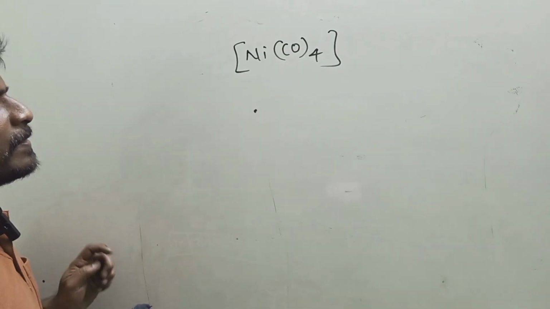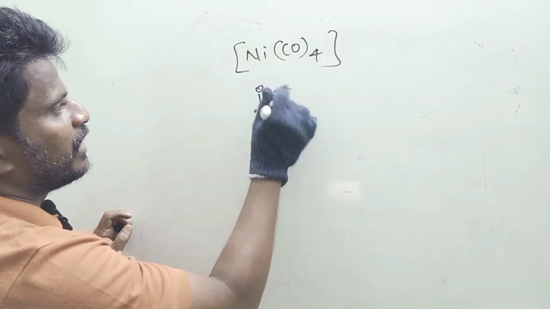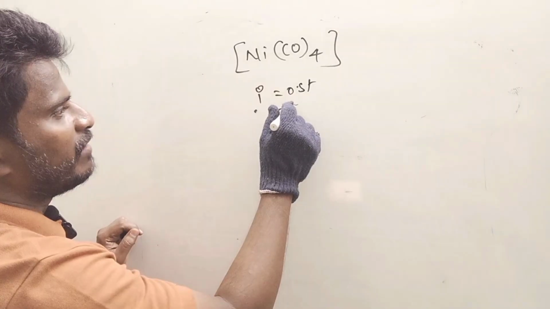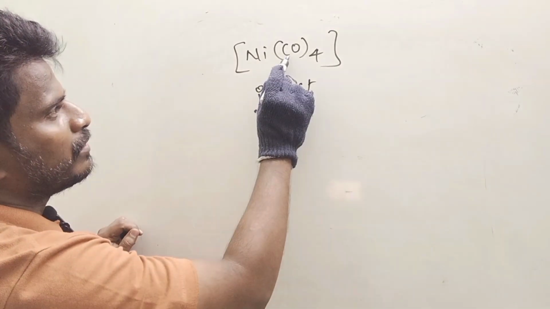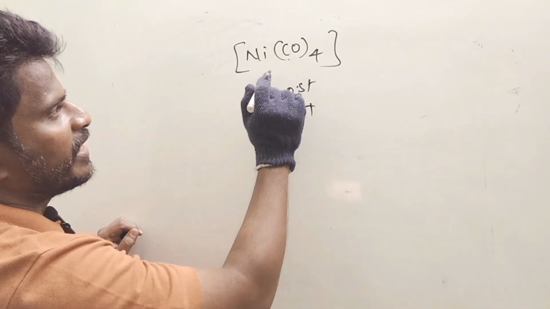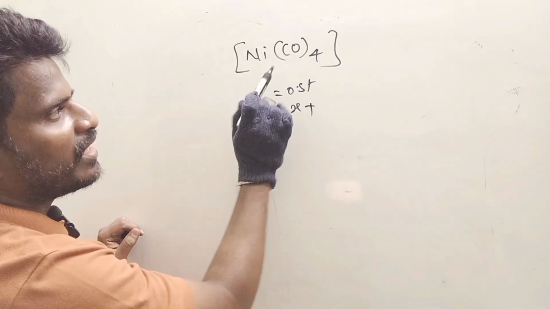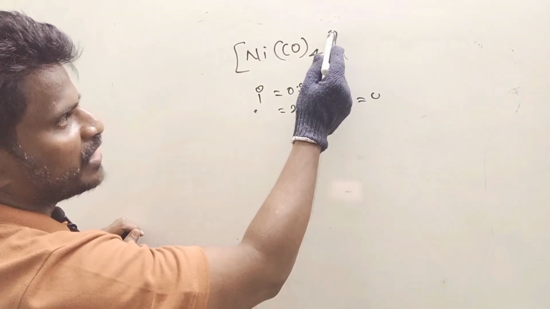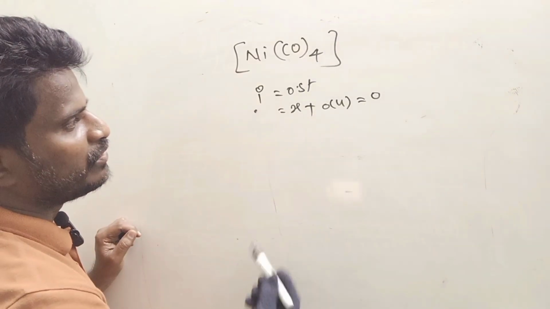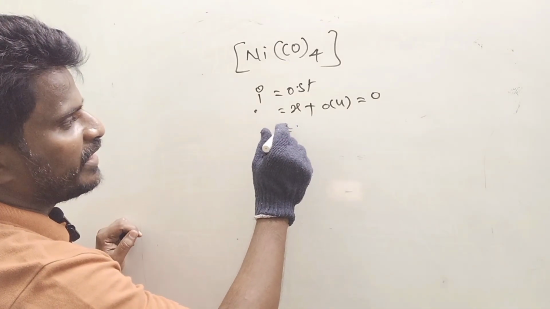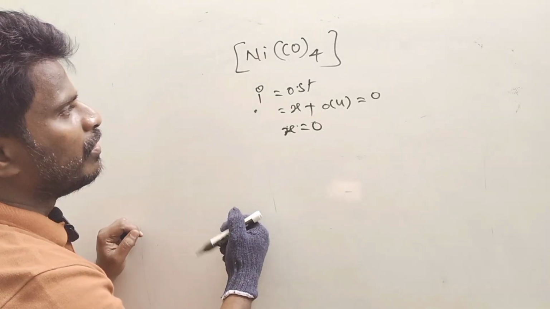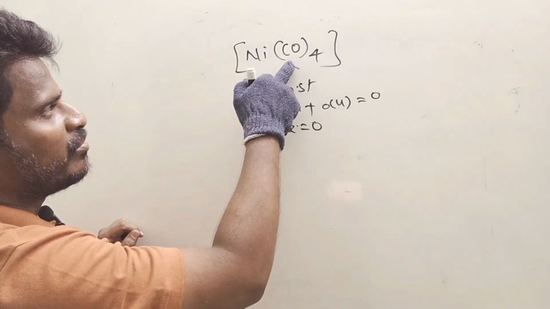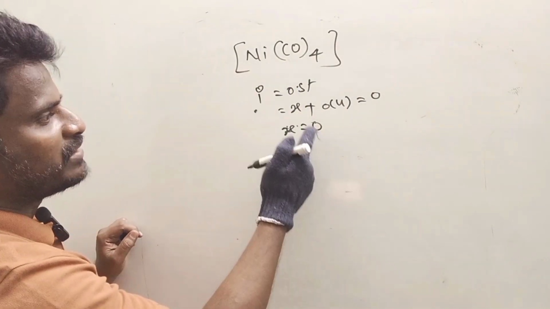Let us see this compound. And primary valency is oxidation state, nickel value is X, and the carbonyl ligand is a neutral ligand, it has no charge, then 0 into 4, and there is no charge on the complex, so the final value is equal to 0, totally X is 0. The primary valency of nickel in tetracarbonyl nickel complex is 0.